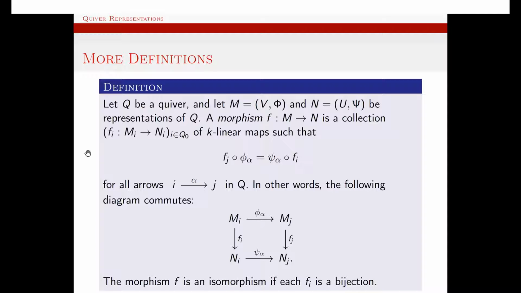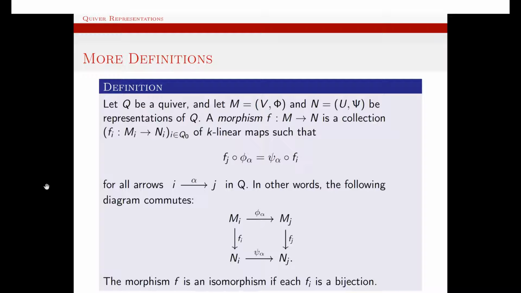And so in other words, we can start at our M_i and go through our phi_alpha to M_j, and then go through our morphism to N_j. And we should wind up at the same place as if we started at M_i, went through our morphism, and then went through the representation's function. This is for all the arrows in our quiver. Our morphism is an isomorphism if each of its linear maps is a bijection.